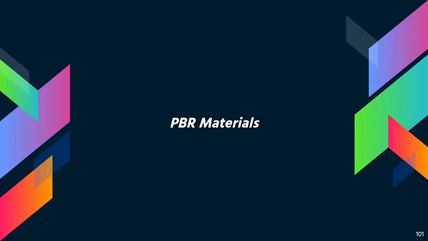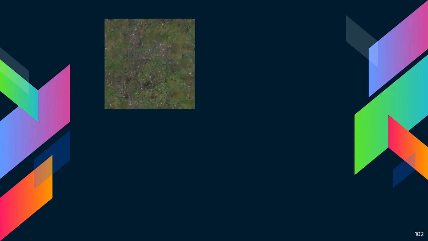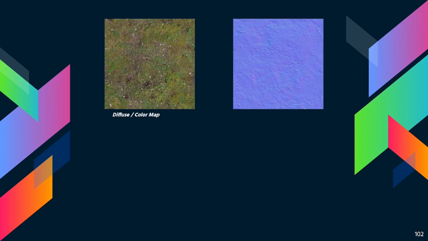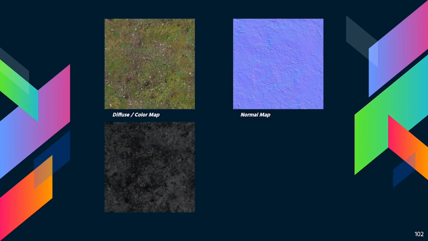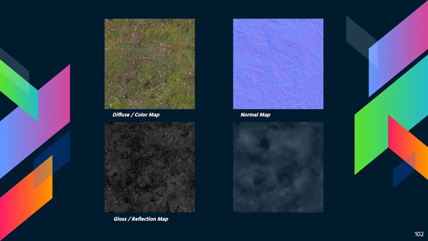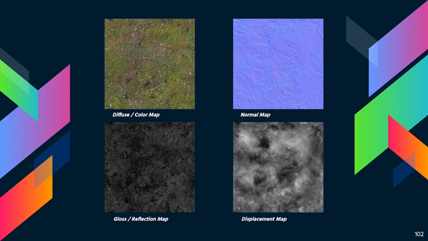And the next is PBR materials. These materials are physically correct. They follow the rules of real-world materials. Usually, you have an albedo or diffuse map. This is for color. A normal map to create some lighting within the texture. A gloss or reflection map to define which areas are more reflective than others. And a displacement map to displace which areas are higher or lower in your map.